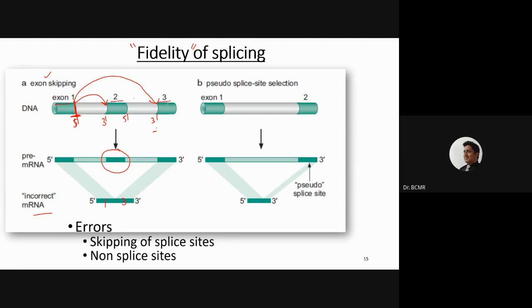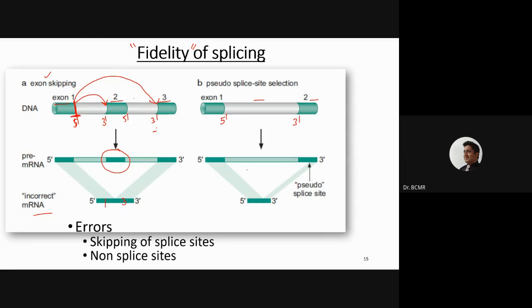Another kind of mistake can happen with a sequence. We discussed that there is a 5' splice site and a 3' splice site, which have conserved sequences like that. Sometimes some sequences within the intron, or within the exon, might resemble that of a 3' splice site.